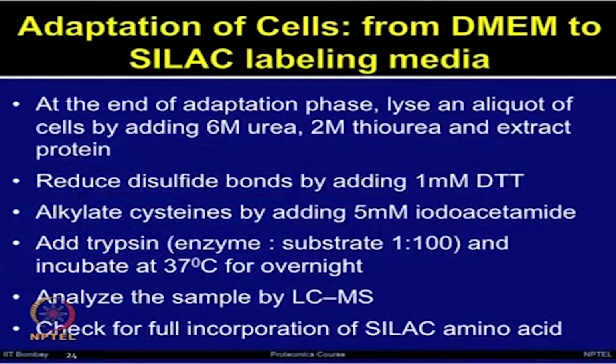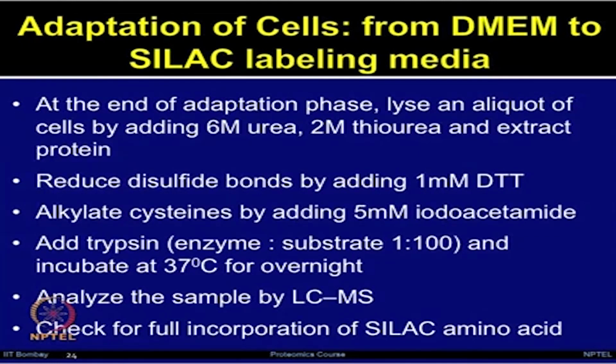So, for the adaptation of cells from DMEM to SILAC labeling media, at the end of this adaptation phase, lyse the cultures by adding 6 molar urea and 2 molar thiourea, and then extract the protein. Reduce disulfide bonds by adding 1 millimolar of dithiothreitol, then add 5 millimolar of iodoacetamide to alkylate the cysteine residues. Add trypsin overnight for digestion, with an enzyme to substrate ratio of 1 to 100.